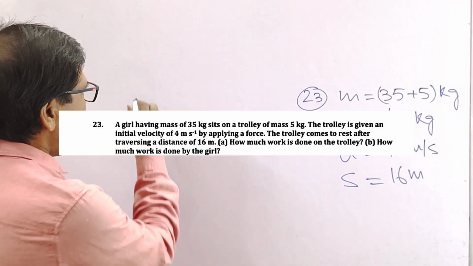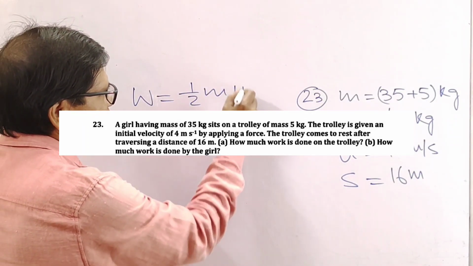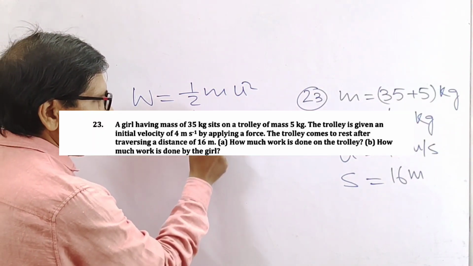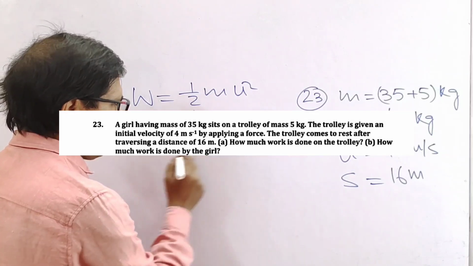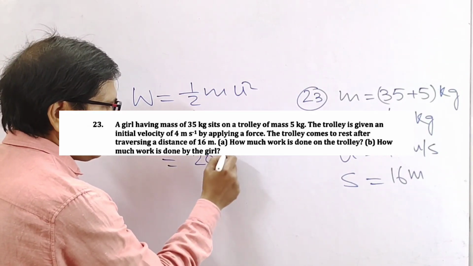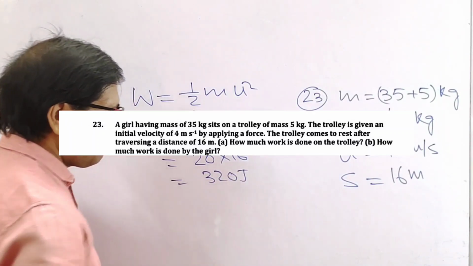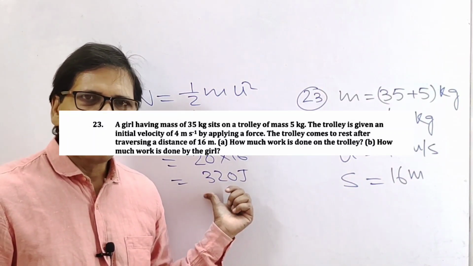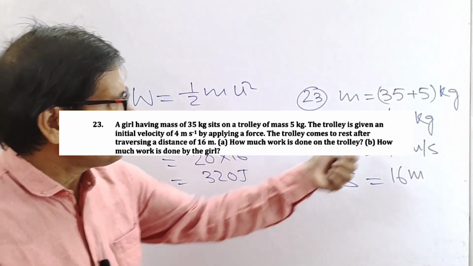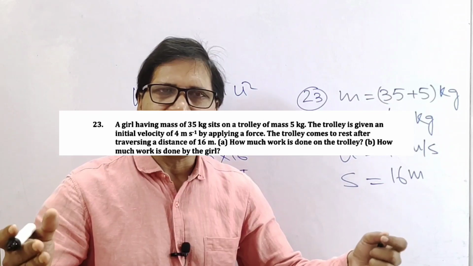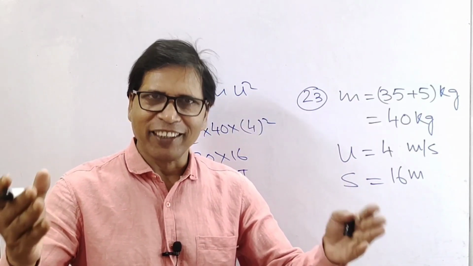So the work done on the trolley is half mu square. Here m is equal to 40, u is equal to 4, so this is the square. Therefore, this is 20 into 16, so this is 320 joule. Okay, understood? Now, what is the work done by the girl? Here, the force applied by the girl is 0. So, the work done by the girl is 0.